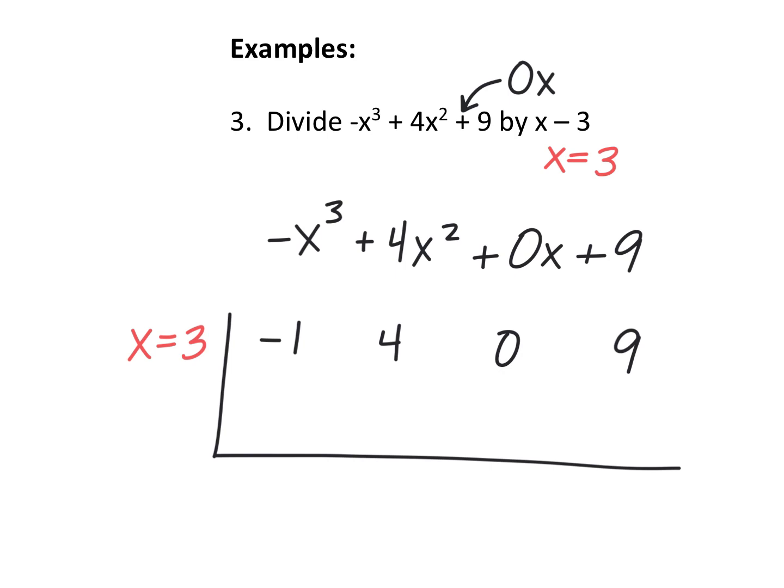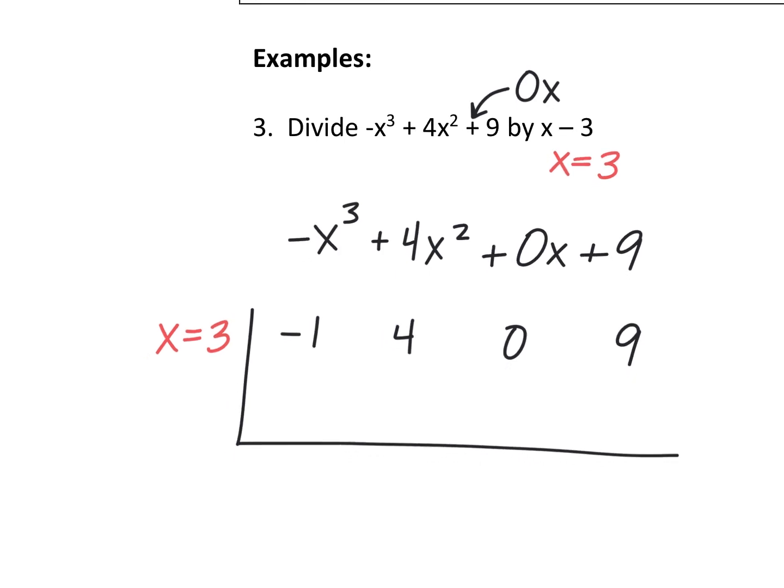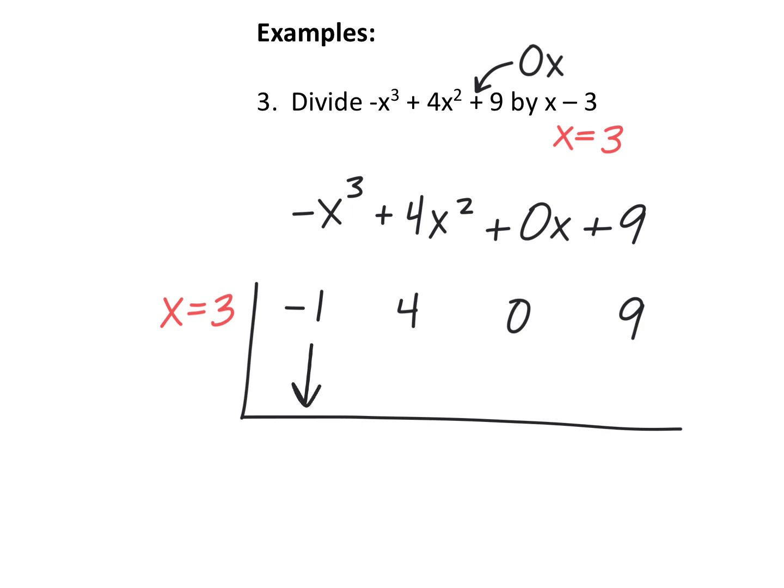Okay, now we're doing the synthetic division. This is where you maybe just want to watch so you can see me do it. I bring down the negative 1. And now we're going to multiply. We're going to multiply 3 times negative 1. What's 3 times negative 1? Negative 3. So that goes up top here. And now we're going to add. 4 plus negative 3 is 1.